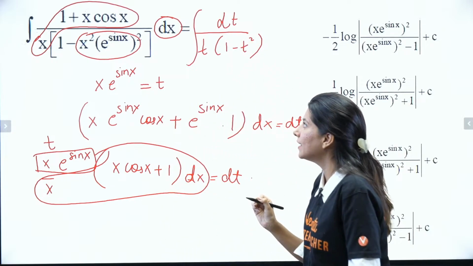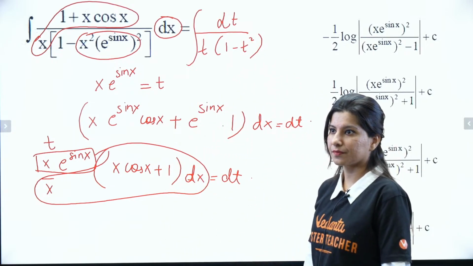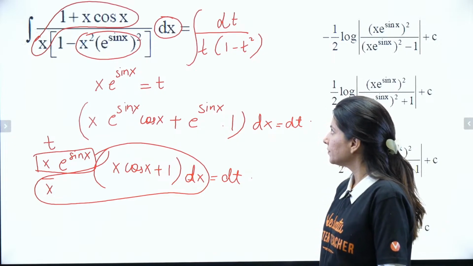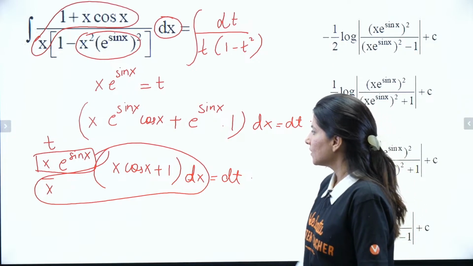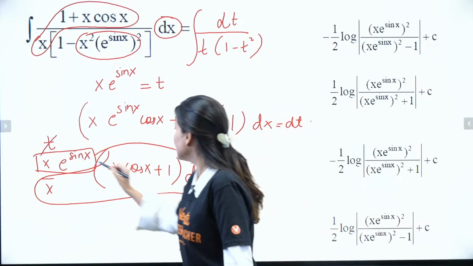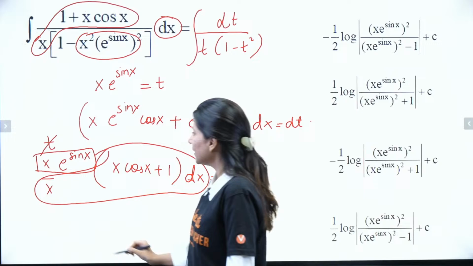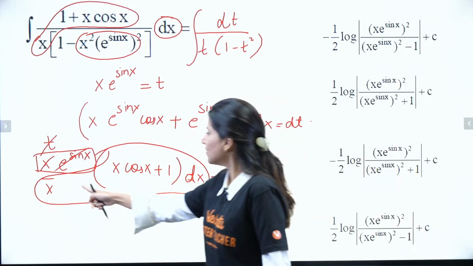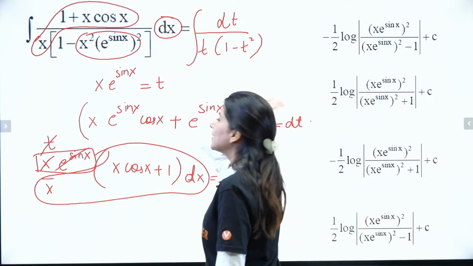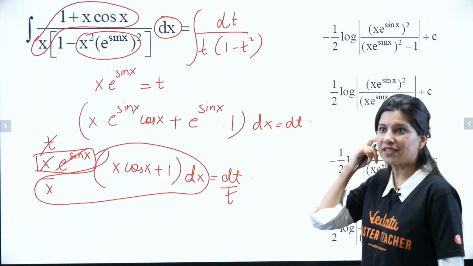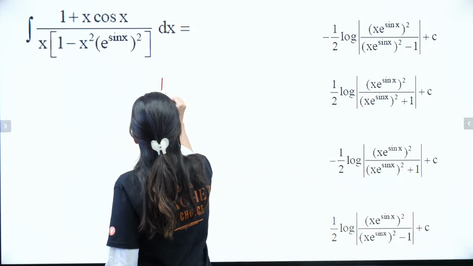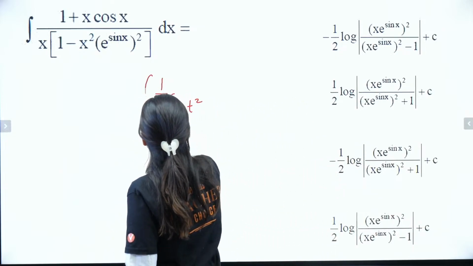Understood or not? Clear? So this is your t. T, it will go over here. So this t will be going, dt by t. Okay, so this is also going. So x cos x plus 1 upon x dx is your dt by t, and this is 1 minus t square. Getting it? Now the integration of this is not very difficult. We need to integrate 1 by t times 1 minus t square, integral dt.